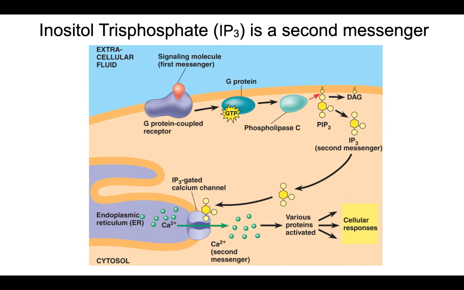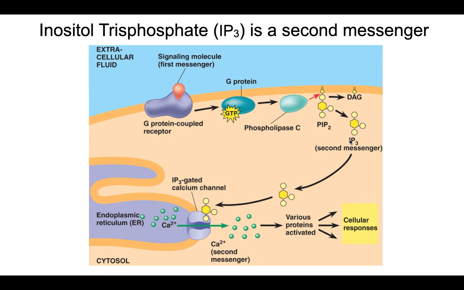Inositol triphosphate, or IP3, is the last second messenger that we're going to look at. IP3 is made by the action of an enzyme called phospholipase C, which converts PIP2 to IP3, inositol triphosphate.